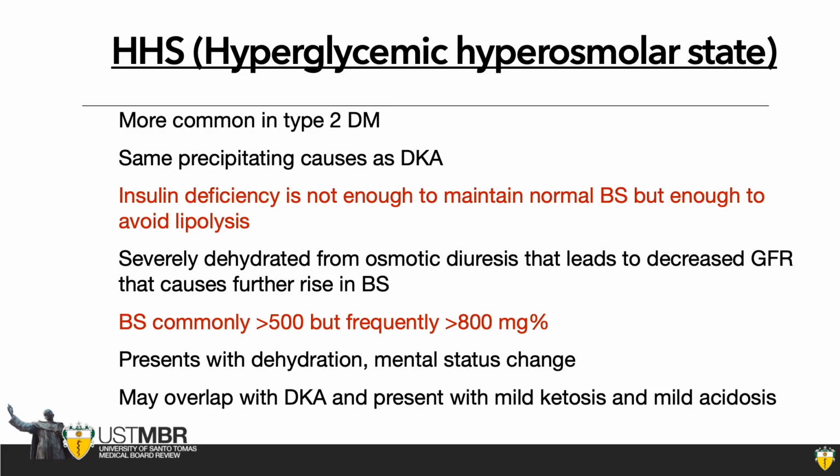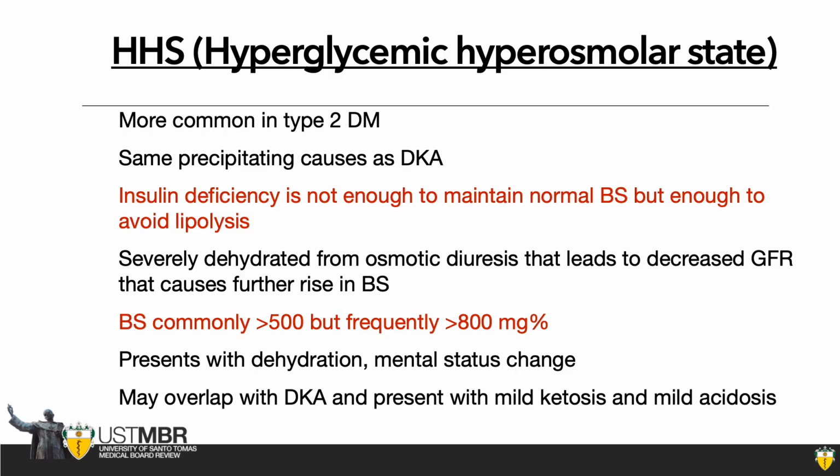HHS, more common in type 2. Generally, insulin deficiency is not enough to maintain normal blood glucose, but it's enough to prevent lipolysis. So ketoacidosis does not happen, or at least only mild ketoacidosis might happen. But because they generally have very high levels of glucose, 500, 800, these patients are even much more dehydrated than DKA, and so they can be hypertensive.